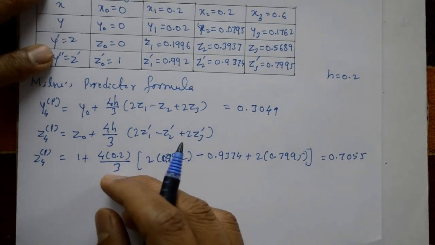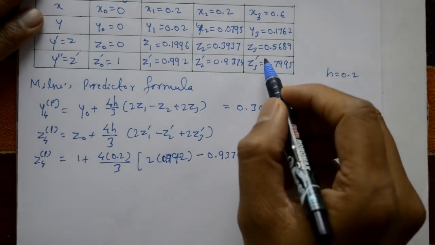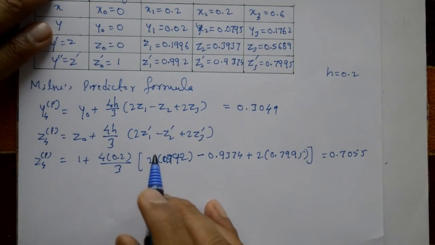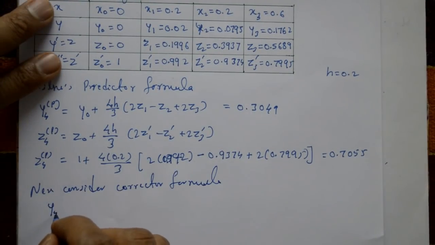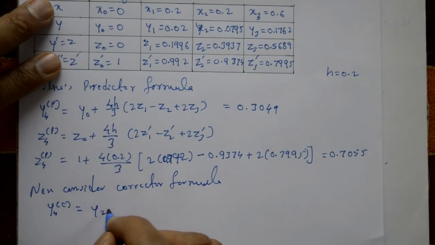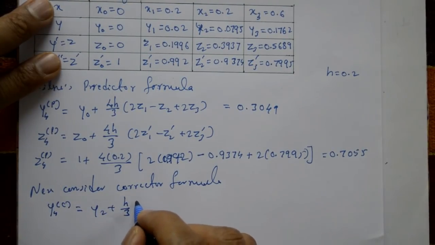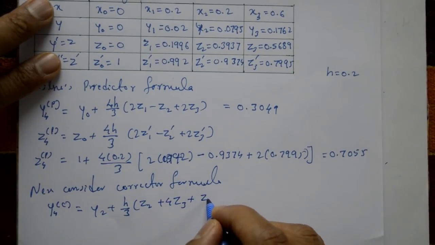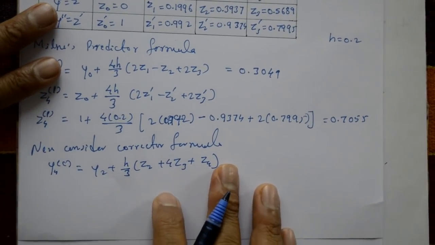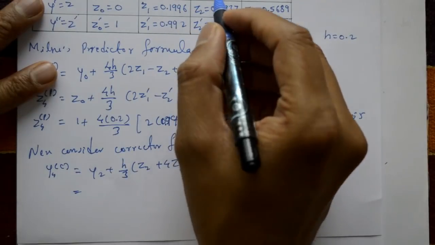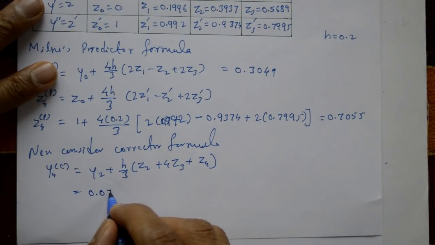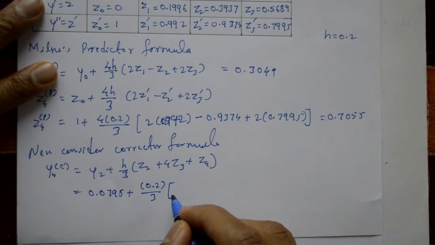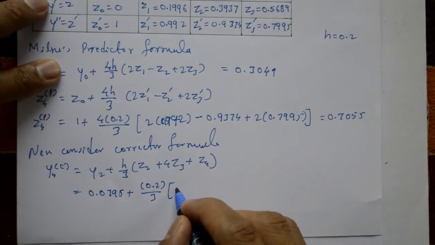In the corrector formula you require z4 dash. We have z4 and z3, and we also require z4 dash, used in the corrector formula. Now the y4 corrector formula is y2 plus h by 3 into z2 plus 4z3 plus z4. Now substitute the values. Y2 is 0.0795 plus h by 3, that is 0.2 divided by 3, into the z2 value.